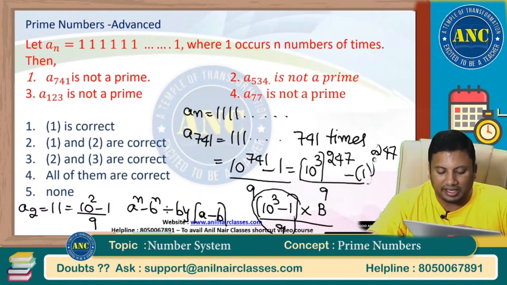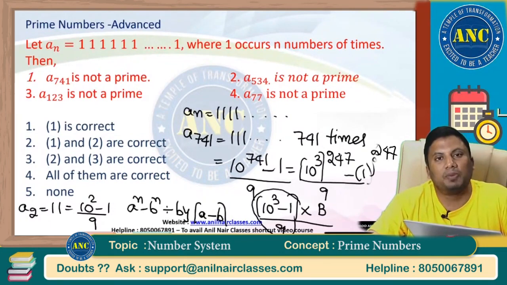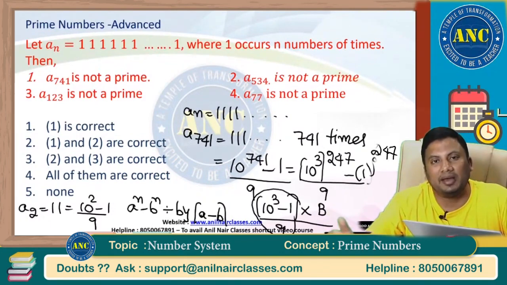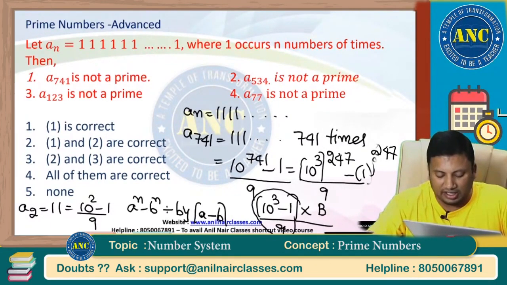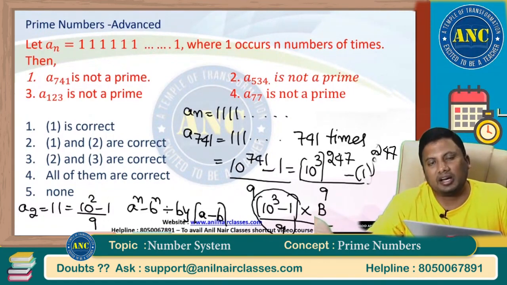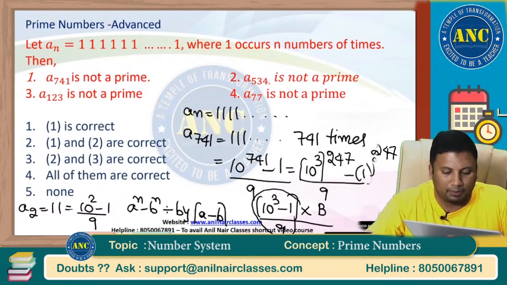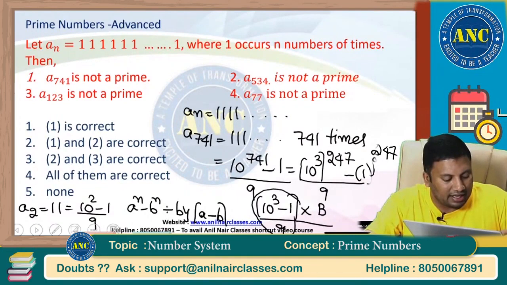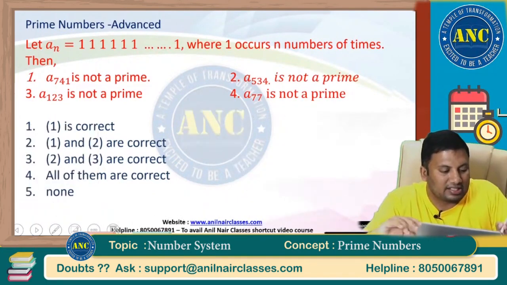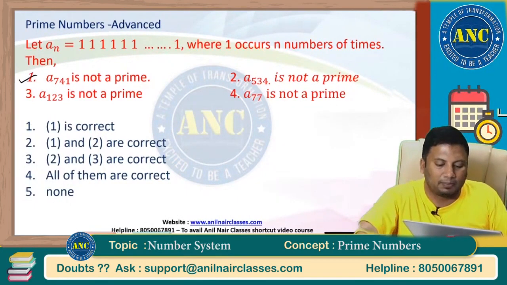Just by looking at the question itself, I can say that a power n minus b power n is divisible by a minus b. So the answer is divisible by 3. Any number divisible by 3 becomes a multiple of 3. I hope the idea is clear. A741 is not prime.